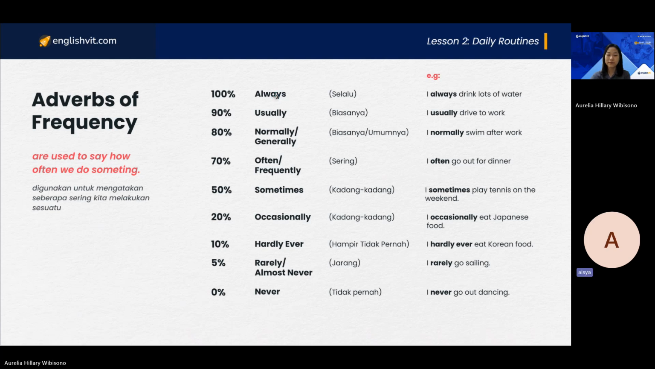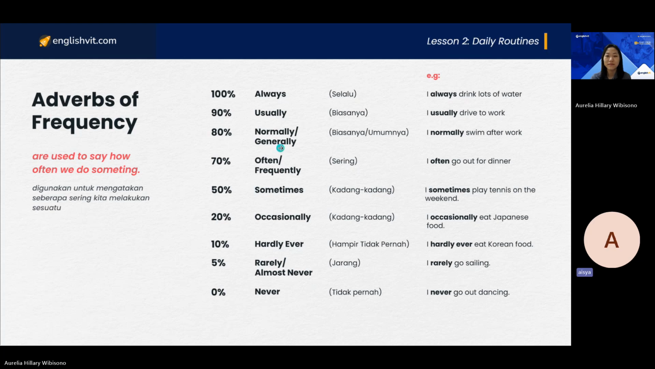Okay, the first one is 100%, or always, or selalu. For example, I always drink lots of water. Terus, 90%, usually atau biasanya. For example, I usually drive to work.